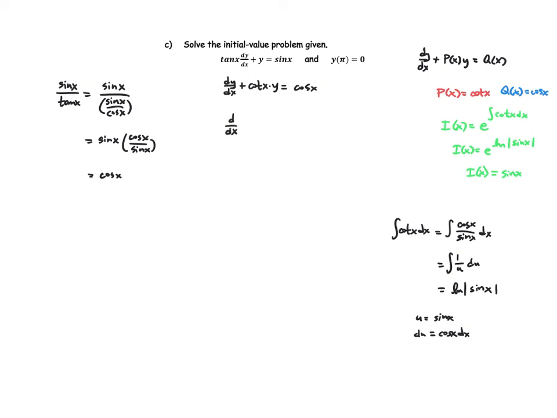So recall that the derivative with respect to x of y times I of x will equal I of x times q of x. All right, so let's rewrite with what we know. So I of x is sine x, q of x is cosine x. All right, so I've got y times sine x equal to the integral of sine x times cosine x dx. Now, I've got a way to make this much simpler, and I'll show you what that is in just a moment here. Okay, so the integral of the derivative of y times sine x is just going to be y times sine x.